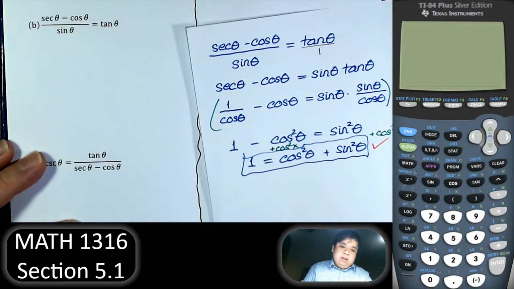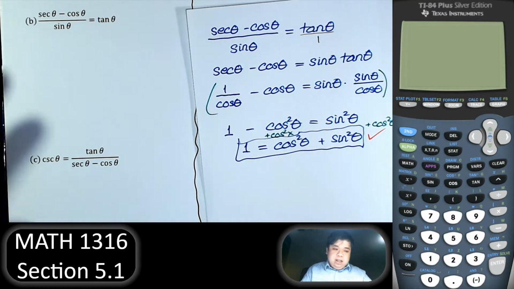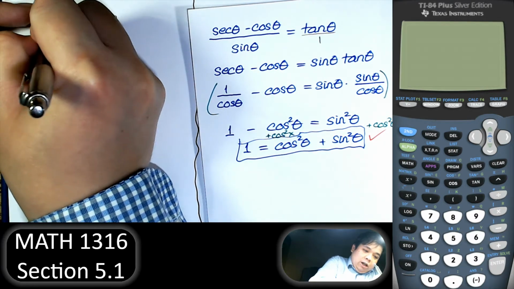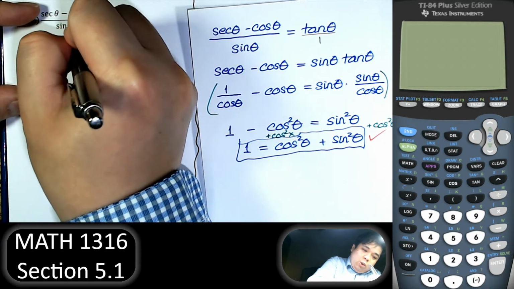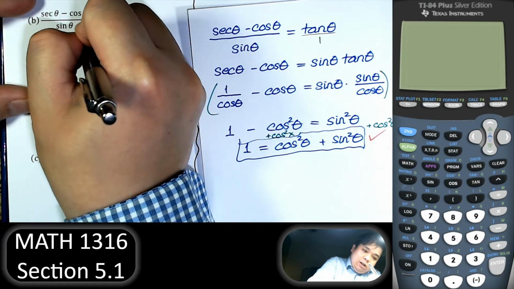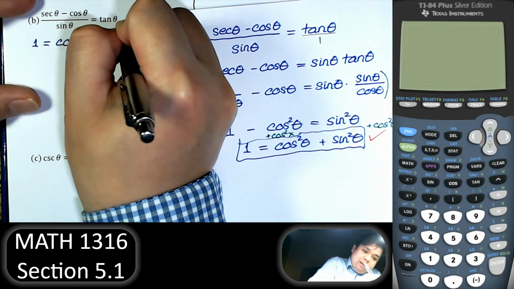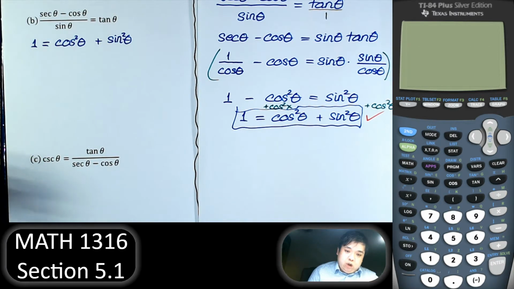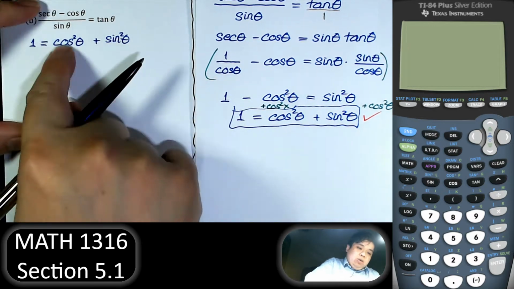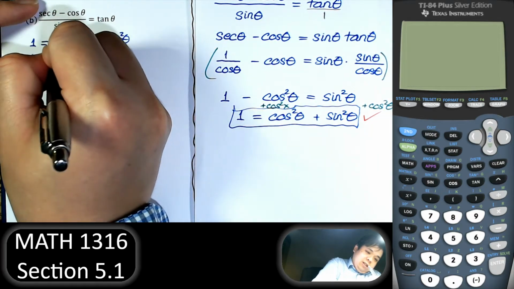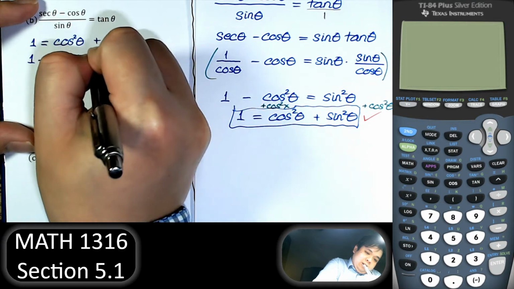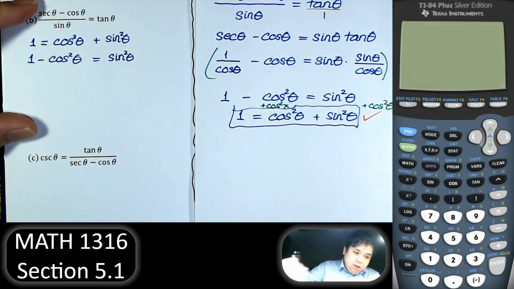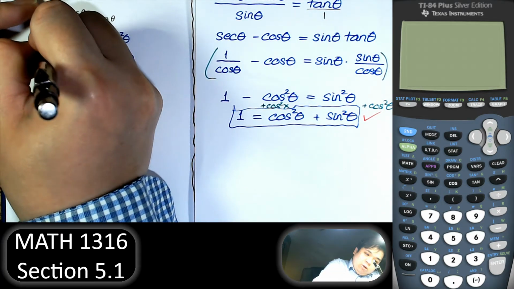The first one, because I'm going to write this in reverse. First, we know for sure 1 is equal to cosine square plus sine square, because that is the Pythagorean identity. It is true. I can subtract cosine square on both sides, because we can subtract the same thing on both sides. So subtract cosine square on both sides.